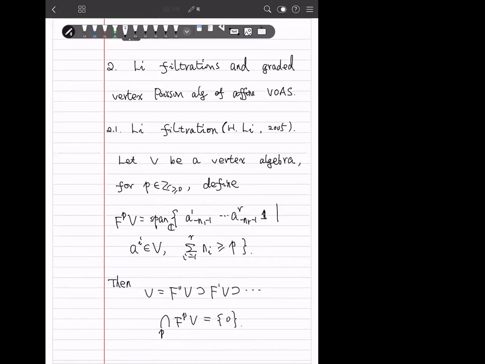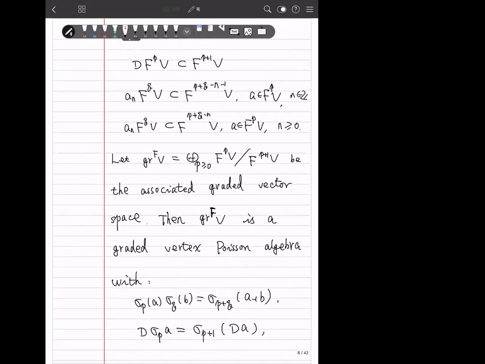First, we introduce one of the filtrations. Now let V be a vertex algebra, and for any non-negative integer p, define this subspace. It is spanned by all such elements satisfying this. It is easy to see that we have this, and this. So this gives a filtration satisfying the following condition, given by Haisheng Li.